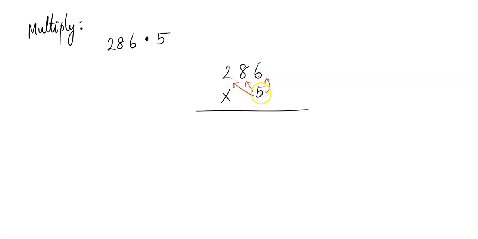So 5 times 6, or 6 times 5, again commutative, so it doesn't matter. 6 times 5 is 30. Carry over the 3. 8 times 5 is 40. Add the 3 to it, 43. And carry over the 4. 5 times 2 is 10. 10 plus 4, 14. So your answer is 1430.